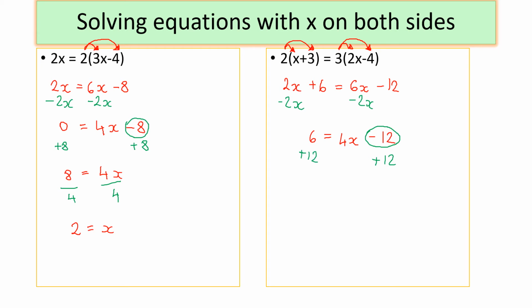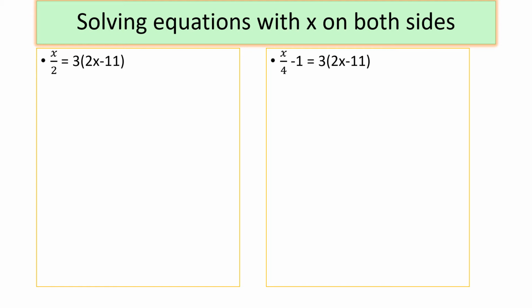Okay, 6 add 12 is 18. And then I've got 4x left. Remember, 4x means 4 times x. Okay, so I need to divide by 4, both sides. Okay, now 18 divided by 4. Just be a bit careful, because we're going to get a decimal number, which is 2.5.